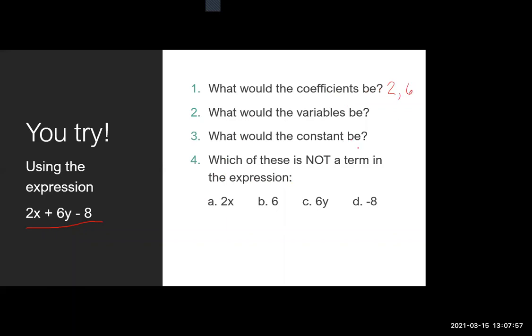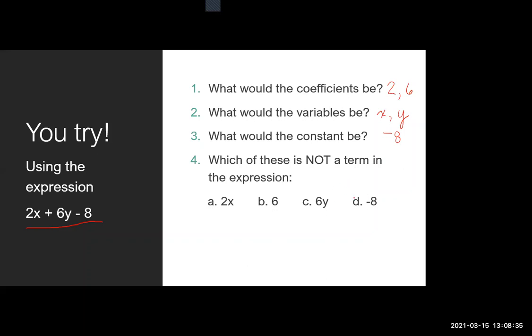What would the variables be? That would be x and y. Again, we got 2 of them because we got 2 variables going on. All right. What would the constants be? That would be really close, Rocky. It's actually -8. -8 there. Okay, so we got to take that sign with it.